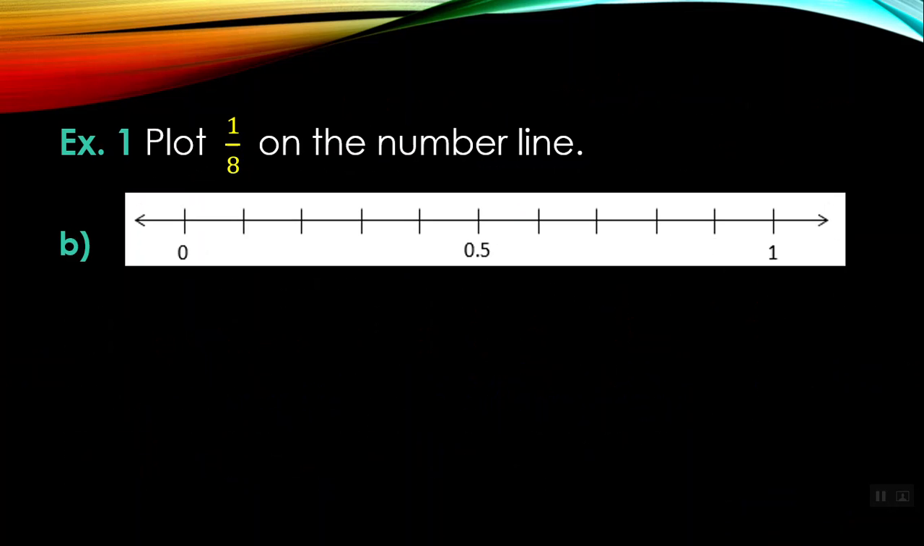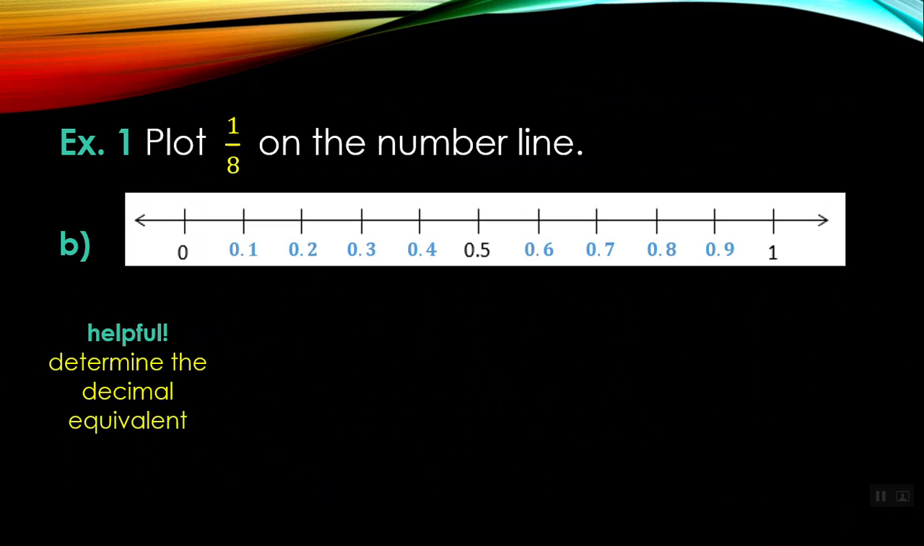So this doesn't require any more work than figuring out what those tick marks stand for. Now, here's the same thing again, except with a different number line. Here the number line is divided up into different sections, and you can see we go from 0 to 1 with 10 sections in between. So this is divided up into tenths. Well, that's not nearly as straightforward as eighths. So we're going to do something that's going to help us figure out where 1/8 goes on this number line, and that's determining the decimal equivalent.